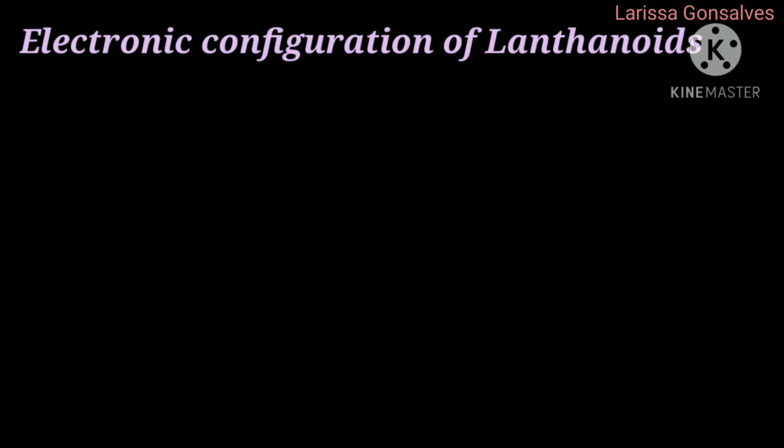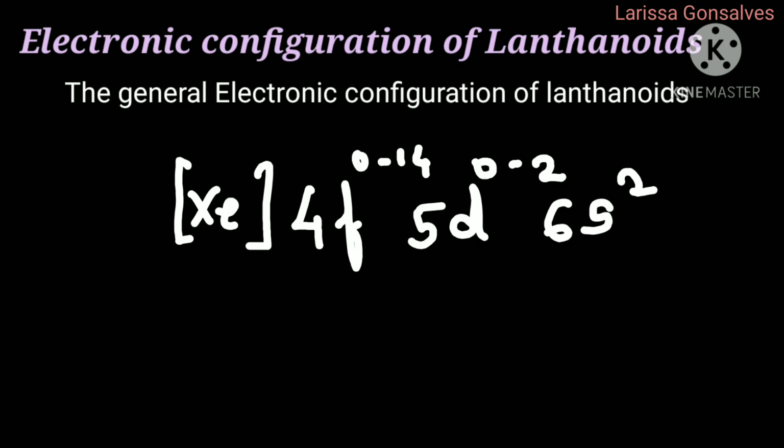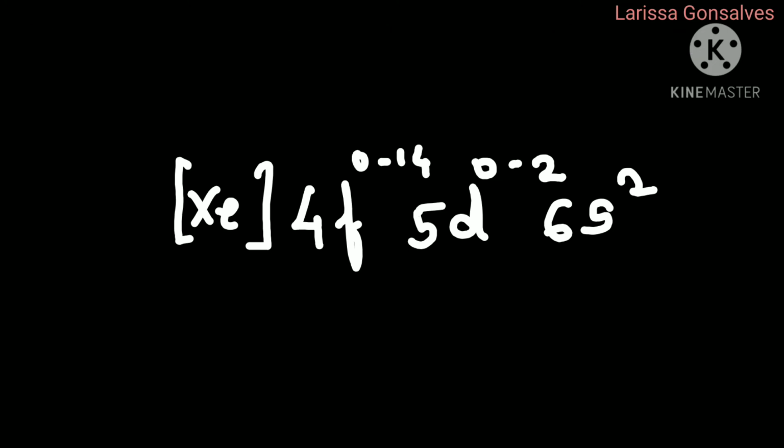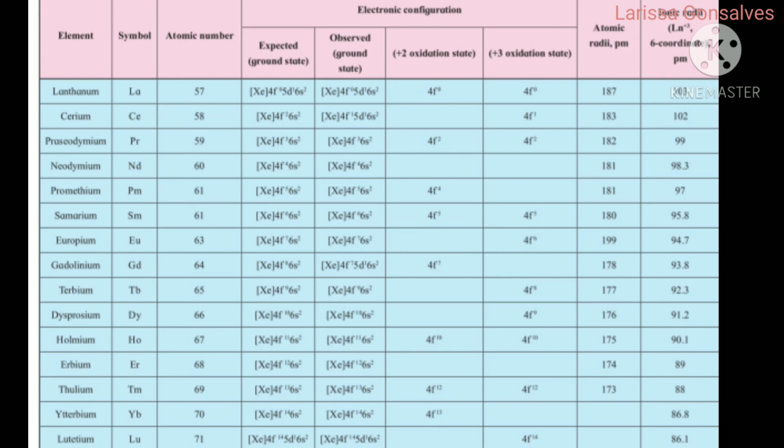The general electronic configuration of lanthanoids is the noble gas core of xenon, 4f0 to 14, which means the electrons in the f orbital range from 0 to 14, 5d 0 to 2, and 6s is completely filled with 2 electrons. As we know, the lanthanoids start with lanthanum and end with lutetium, from atomic number 57 to 71. So here is the expected electronic configuration and the observed electronic configuration.